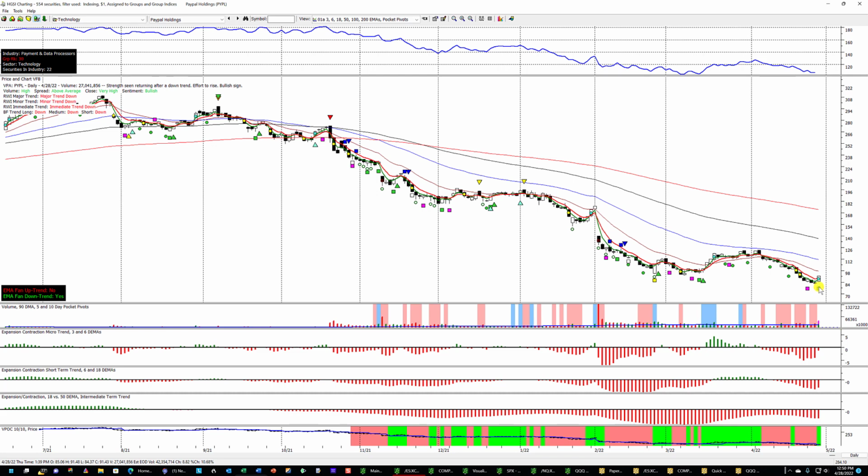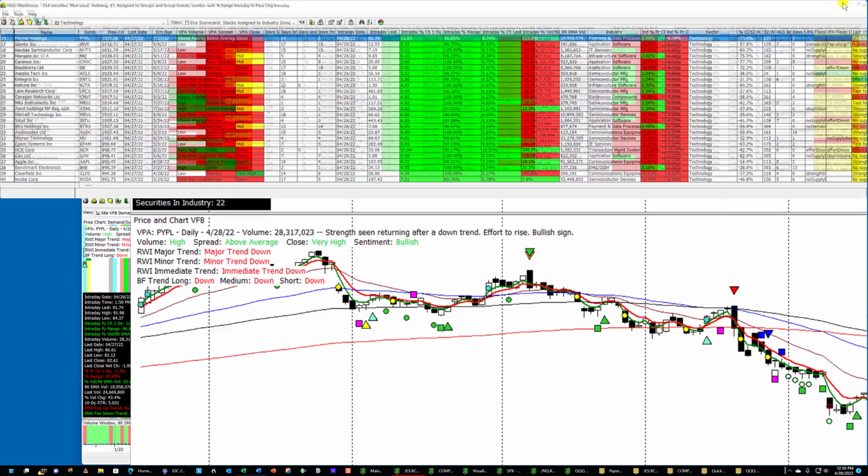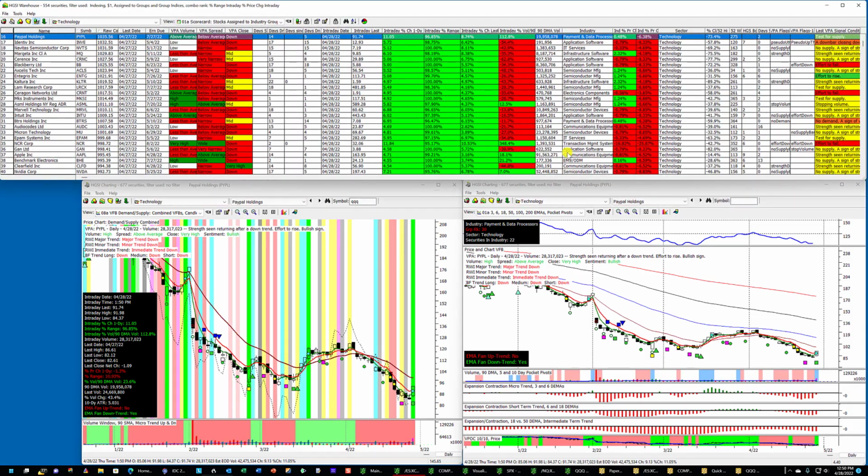PayPal, this is purely a bottom fish, but it is off the low, yesterday's low, and it's turning up, and it's got an effort to rise. Look at the industry group. This is really a poor stock as far as a momentum stock. It's got momentum, yes, but down to the downside.